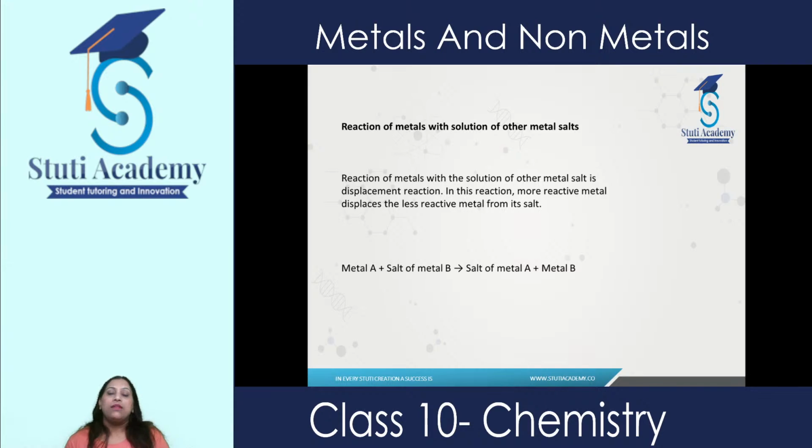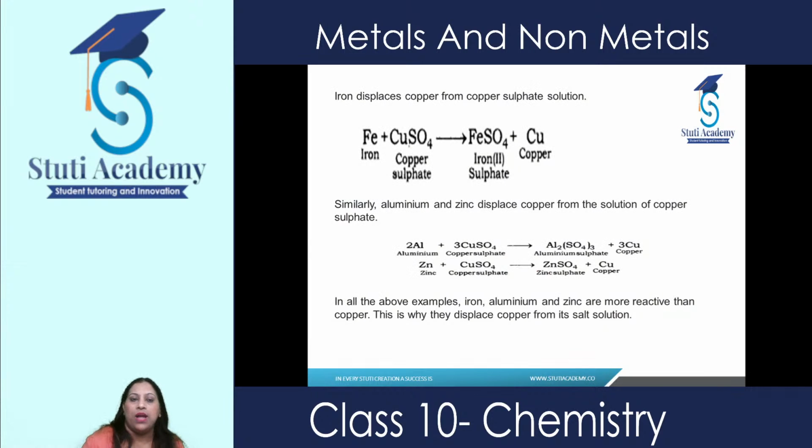Now if metals react with solutions of other metal salts, then what will happen? See, when a reaction takes place between a metal and another metal salt, a displacement reaction takes place. The most reactive metal displaces the less reactive one and it results in the formation of a salt. For example, if metal A reacts with the salt of metal B, it results in the formation of the salt of metal A and metal B. Let's look at the examples.